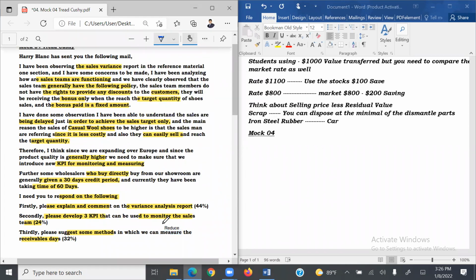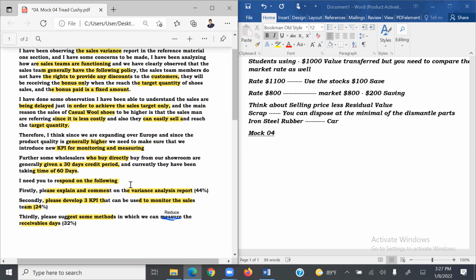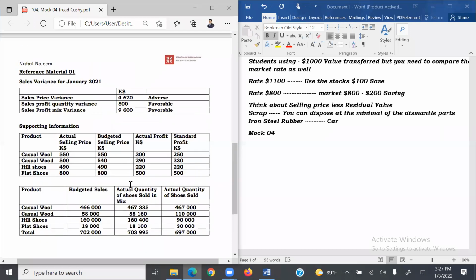So I'll just cut this verb measure. You see the measure verb is cut, receivable days. Okay. Now, students, I believe we need to go through the table. So this is the variance report table. You may be knowing adverse, favorable, like that.